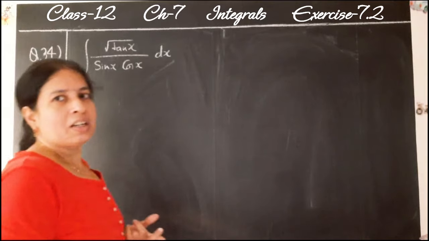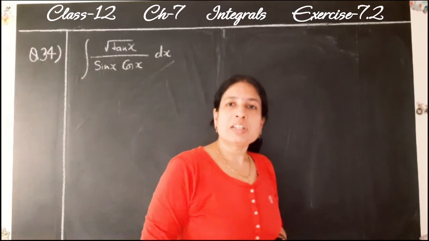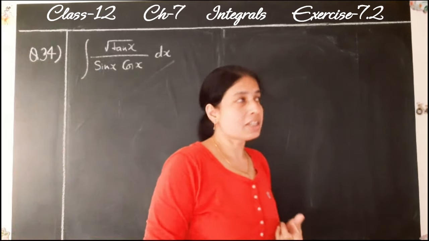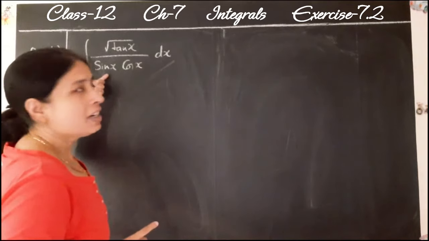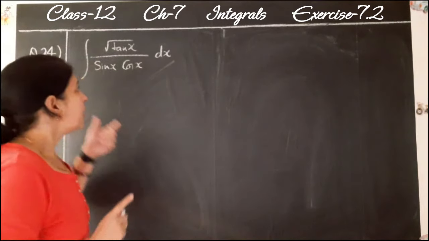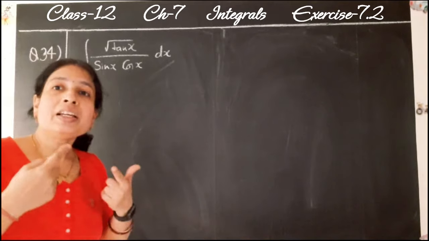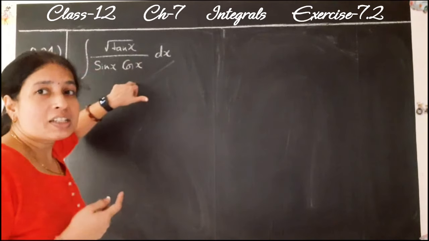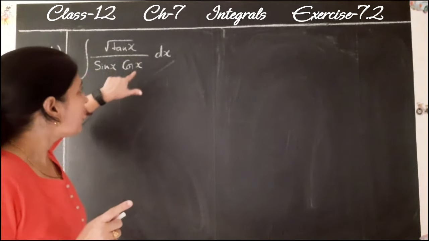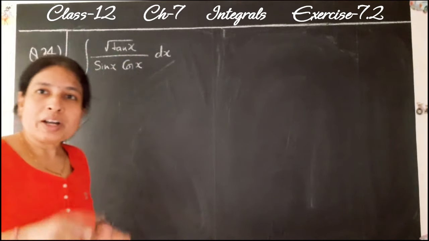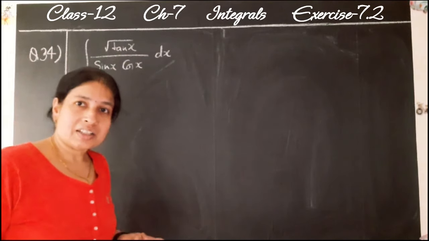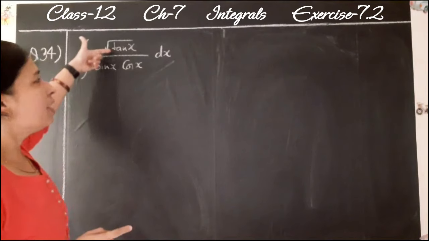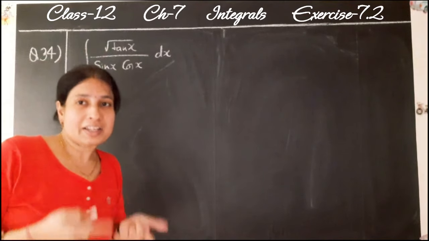We know that derivative of sin x is cos x and derivative of cos x is minus sin x. But if we put sin x is equal to t here, then derivative of sin x will be cos x. But here cos x dx is not given. Here 1 by cos x dx is given. 1 by cos x means sec x. And we know that derivative of tan x is sec square x.